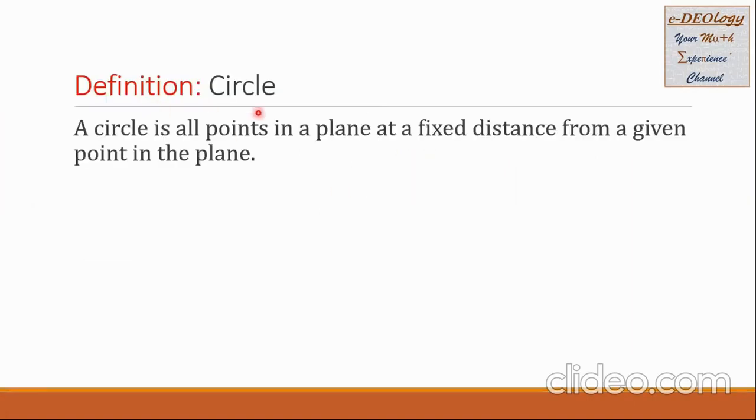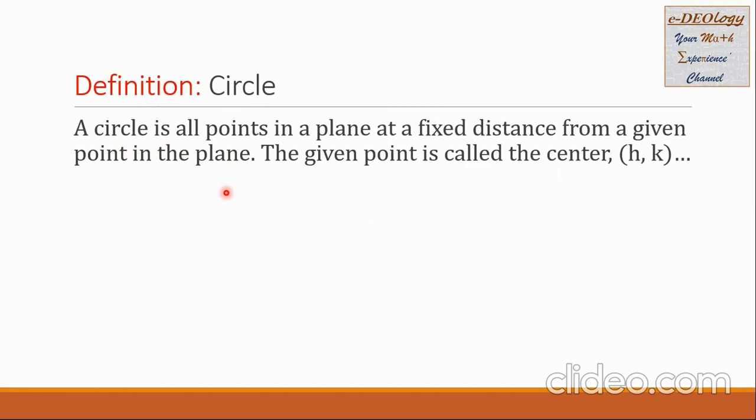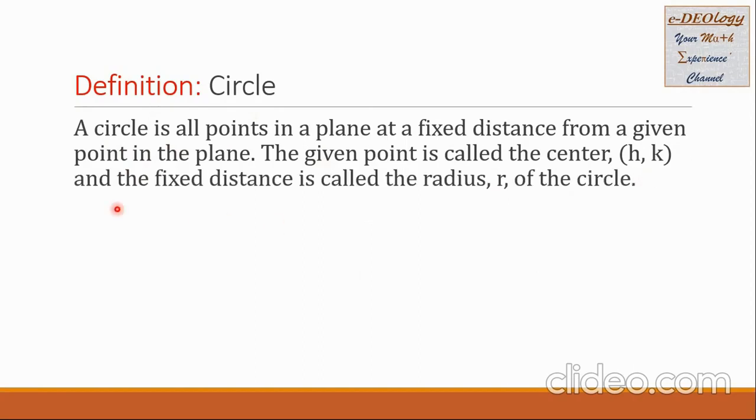Let us first define the circle. A circle is all points in a plane at a fixed distance from a given point in the plane. The given point is called the center with coordinates (h, k), and a fixed distance is called the radius, symbolized by r, of the circle.